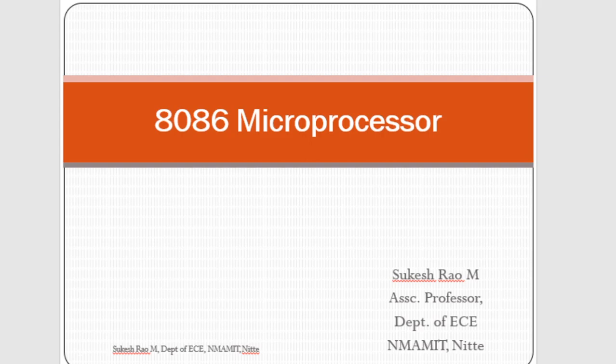An addressing mode is actually a kind of classification of the instruction. You take an instruction, which has two main parts: one is a mnemonic, another is the operand. In the immediate addressing mode, the data operand is a part of the instruction itself.